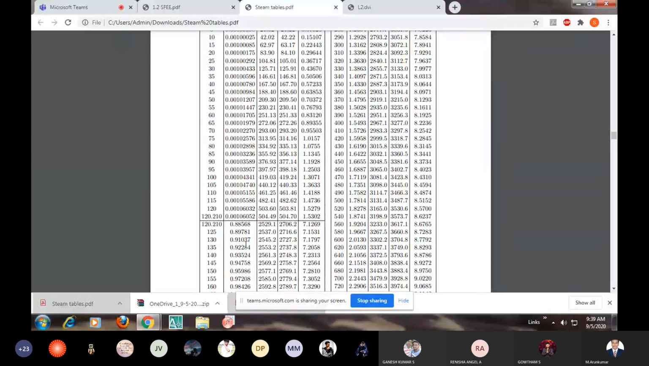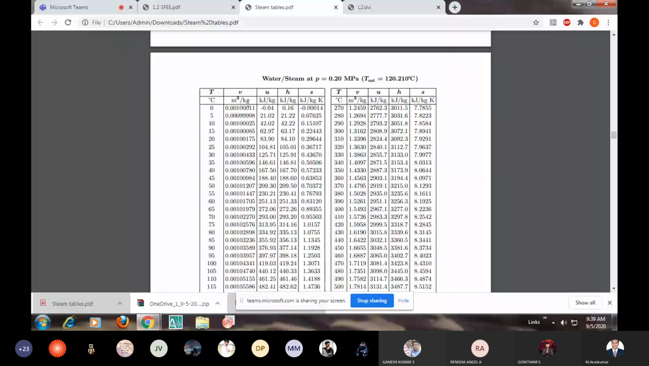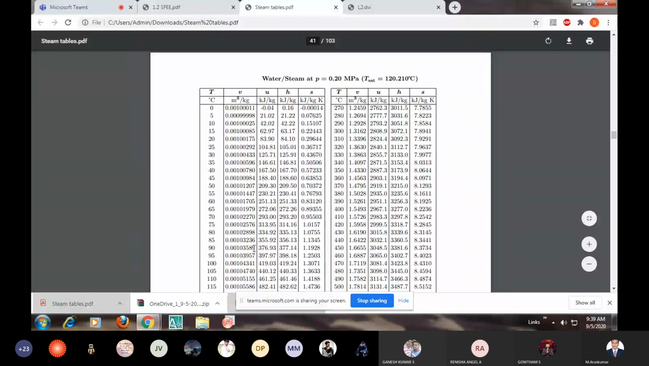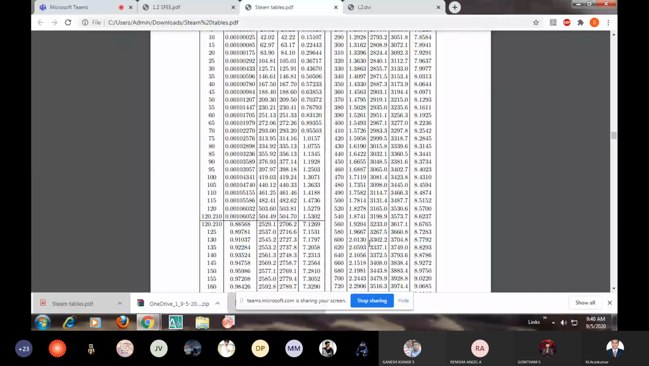Here, right? The value is in meter cube per kg. Just try to locate the value of specific volume 0.163 in the superheated steam table.